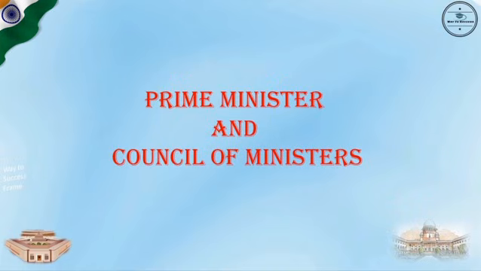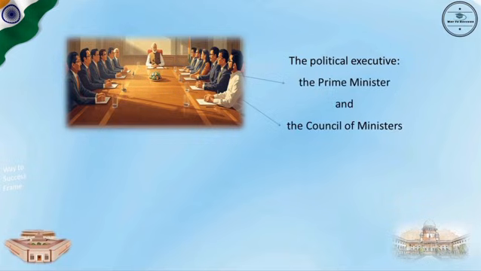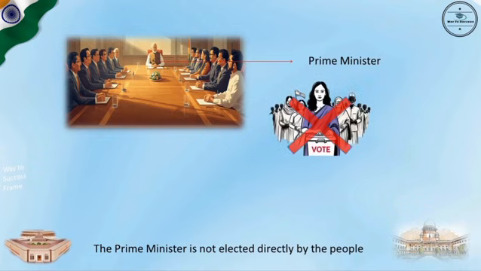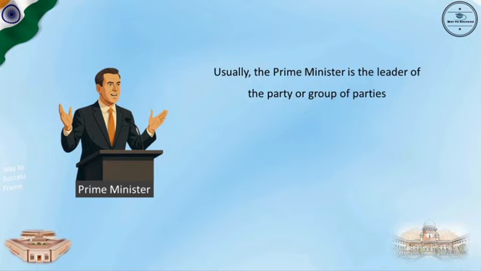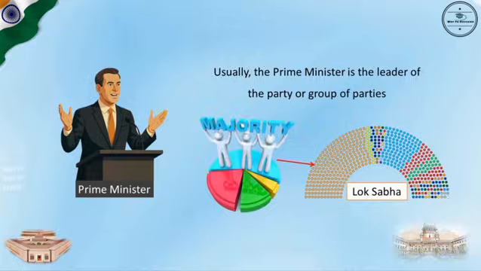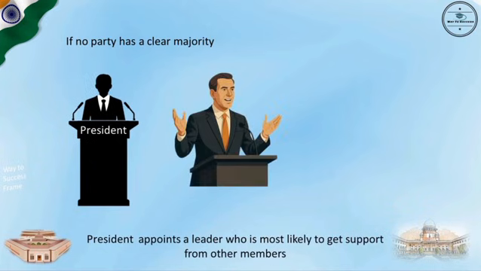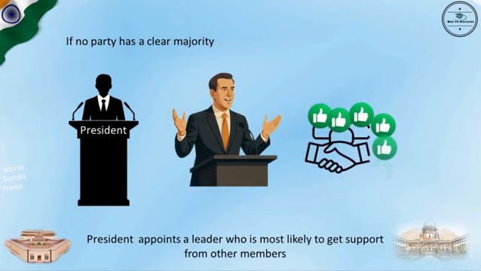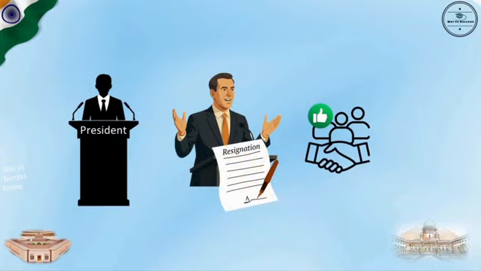Prime Minister and Council of Ministers. The political executive includes the Prime Minister and the Council of Ministers. The Prime Minister is not elected directly by the people. The President appoints the Prime Minister. Usually, the Prime Minister is the leader of the party or group of parties that has the majority in the Lok Sabha. If no party has a clear majority, the President appoints a leader who is most likely to get support from other members. If the Prime Minister loses majority support, they must resign.